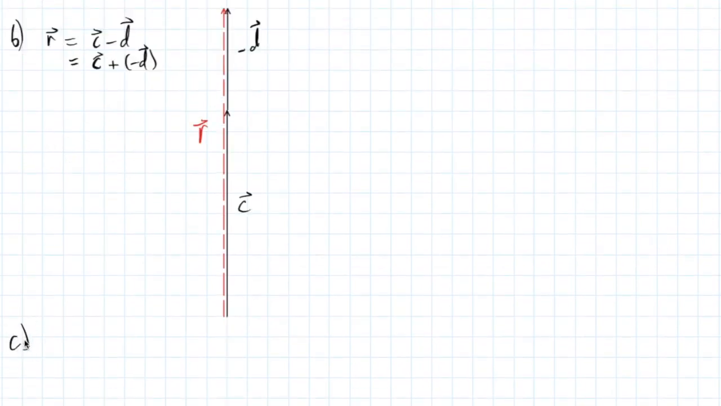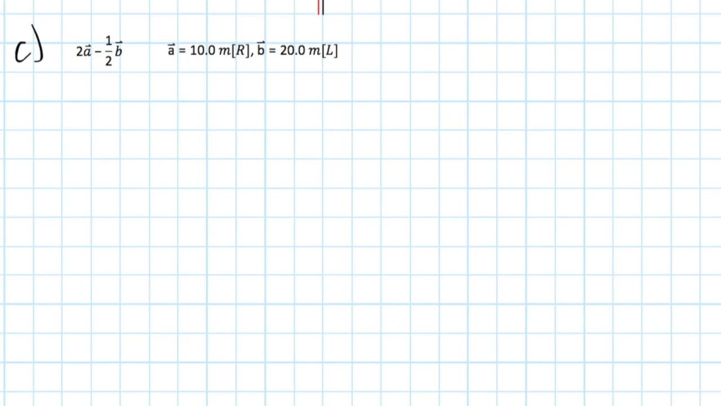Next, part C. Okay, so next, let's take a look at this expression here. So we're trying to find the resultant of 2 times A minus 1/2 of B. So what we're going to do is do that down here, and then we're going to graph it. So let's take a look at what 2A is. 2A is equal to double of this. So that'll be just 20 meters, but to the right.